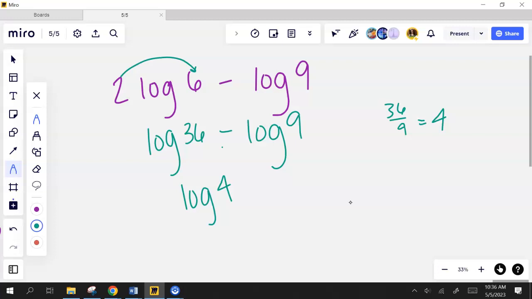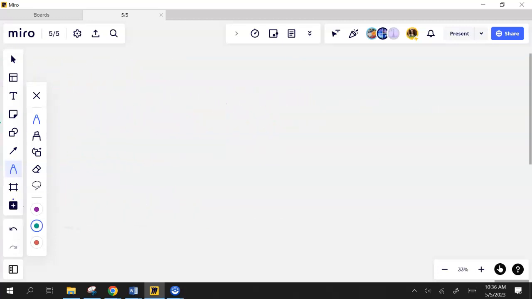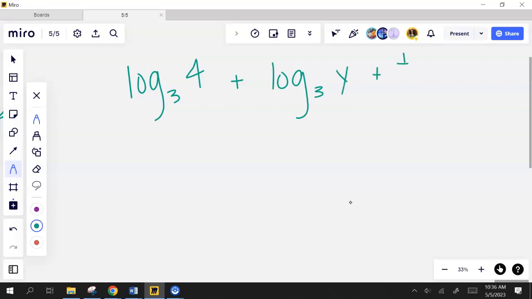Let's make it a little bit harder. Remember addition, subtraction, left to right, okay, as it comes. You'll see why I said that. Condense this expression. Golly.